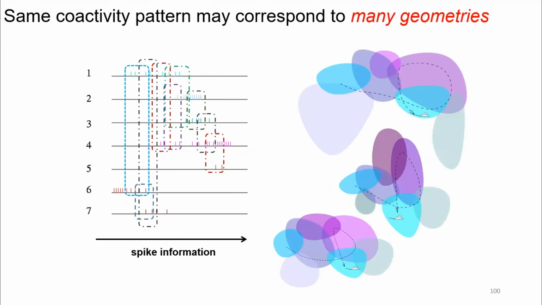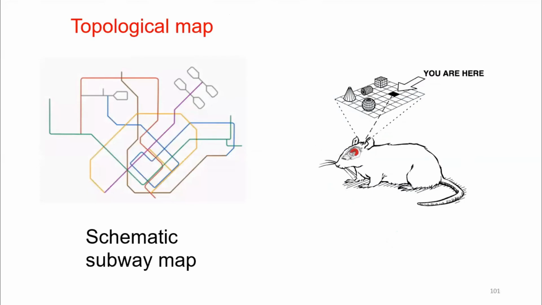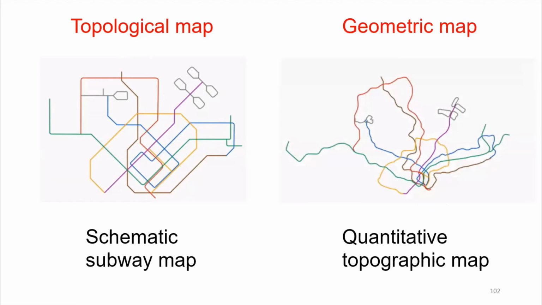So one thing that we can extract from this is that it's a common phrase that the hippocampus represents space. What does it represent about space? What aspect of space does it represent? From this perspective, this whole analysis seems to suggest that the hippocampus ultimately represents a topological map, meaning it's a map like a subway map, right? As opposed to a geometrical topographic, quantitative map. This is a subway map of Singapore, and this is a map of Singapore.